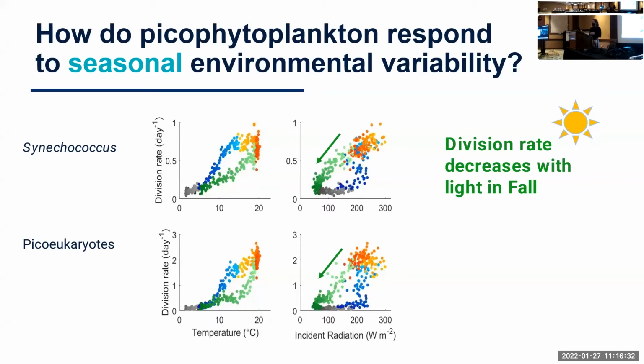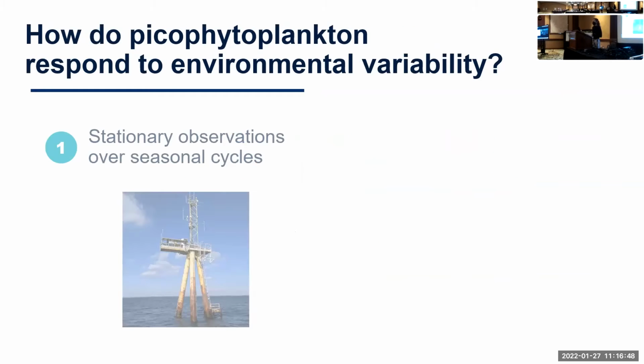If instead we plot the division rate against the radiation, we can see that there's a nice linear relationship in the fall between the sunlight and the division rate. So as the sunlight is decreasing in the fall, the cells are dividing less frequently. All right, so that's our main conclusion from the stationary observatory. The picophytoplankton, both groups, are temperature limited in the spring and light limited in the fall.